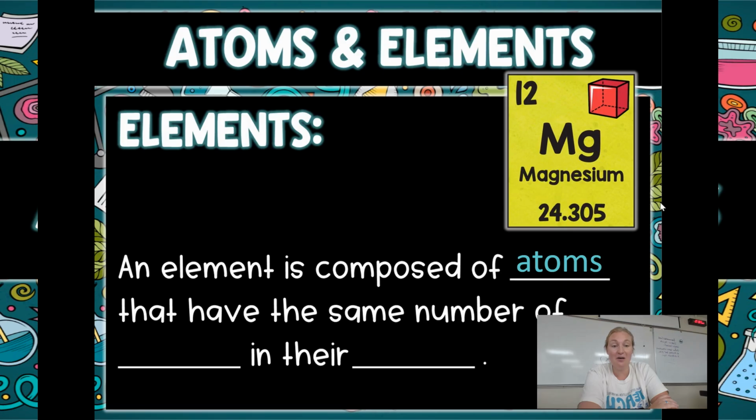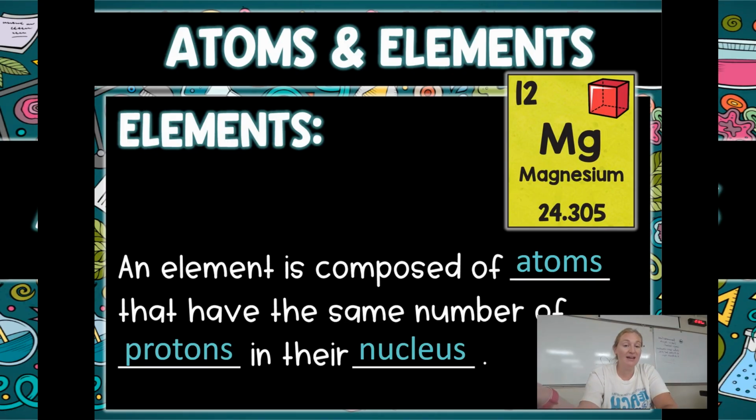So an element is composed of atoms that have the same number of protons in their nucleus. By definition, that atomic number, which in the image here we have magnesium, atomic number 12, is the number of protons that that element has. It can have different numbers of electrons, those are called ions. It can have different numbers of neutrons, those are called isotopes, but it is always going to have 12 protons.